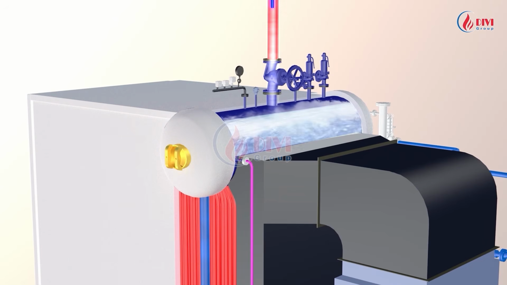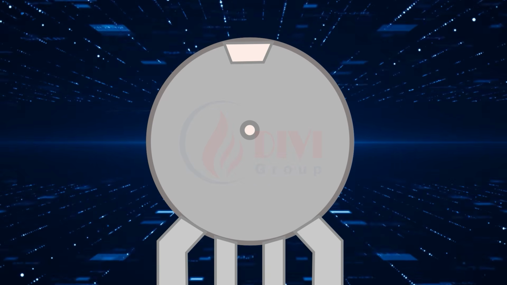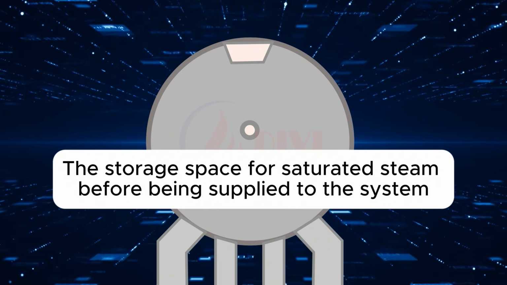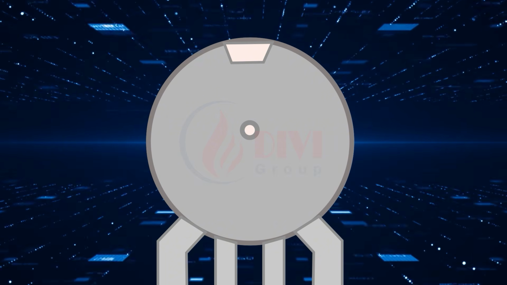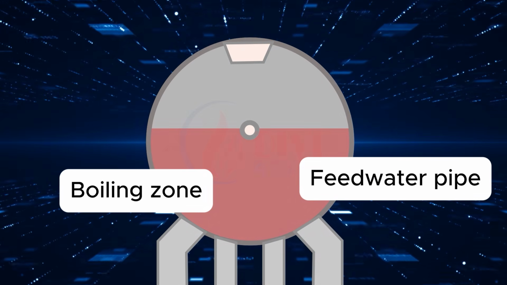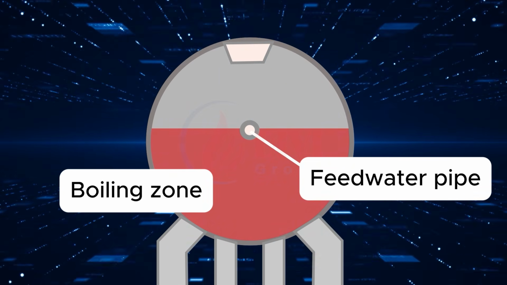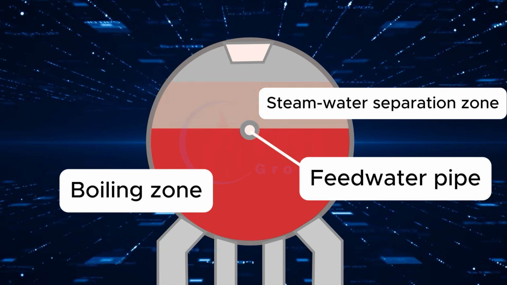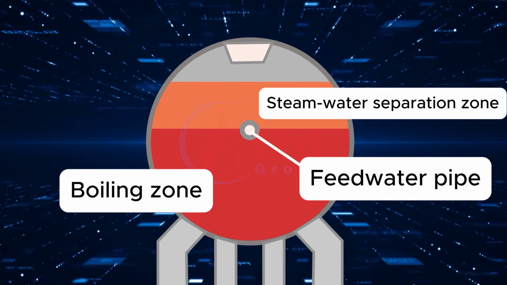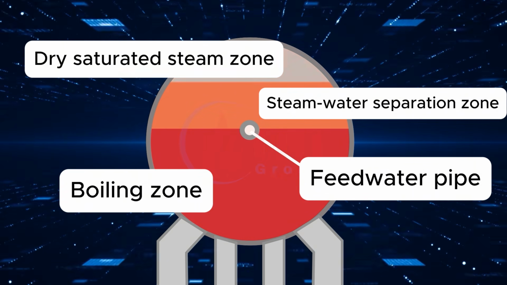The steam drum is often too small. For a 10-ton boiler, the steam drum diameter is only about 1 meter to 1.2 meters. Yet this is the most critical part, the chamber that stores saturated steam for the system. In theory, an ideal steam drum should have 3 functional zones. The boiling zone, where water vigorously boils, forming bubbles. The steam water separation zone in the middle. The saturated steam zone at the top.